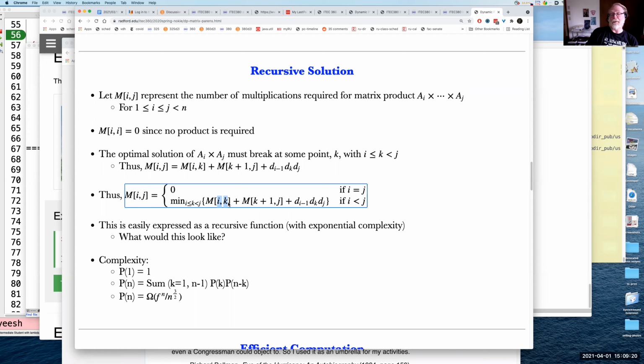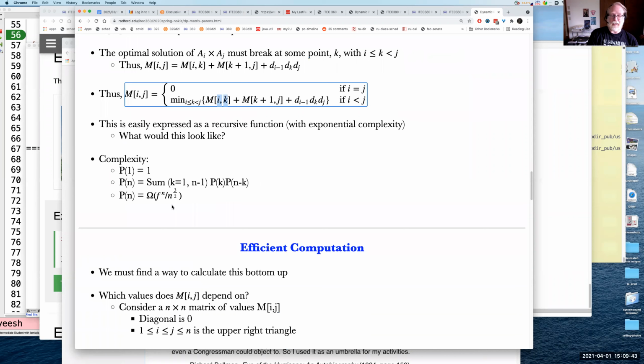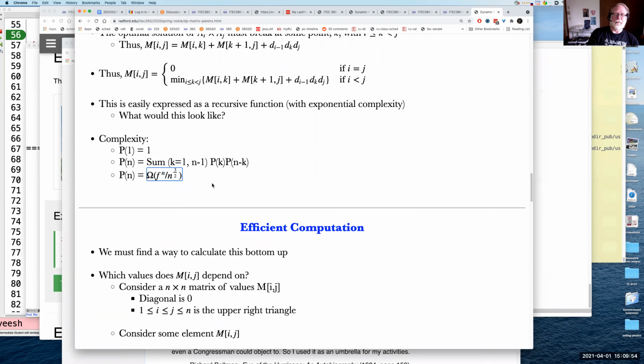A lot of repeated subproblems. M of 1, 10 at some point calls m of 1, 4 and m of 4, 10. M of 4, 10 is going to call m of 4, 7 and m of 7, 10. M of 4, 7 is going to get called lots and lots of different ways, get repeated. Let's memoize it, okay? So again, the complexity, we can sort of find out that it's going to be big, exponential, f to the n, whatever f is. Anyway, I can write that recursive code.